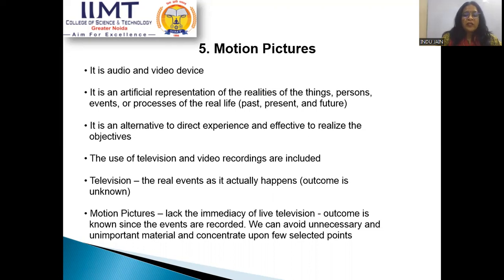Television provides real events as they actually happen, whether the outcome is unknown. In contrast, motion pictures lack the immediacy of live television. The outcome is known since the events are recorded. We can avoid unnecessary and unimportant material which is not needed, and concentrate upon a few selected points.